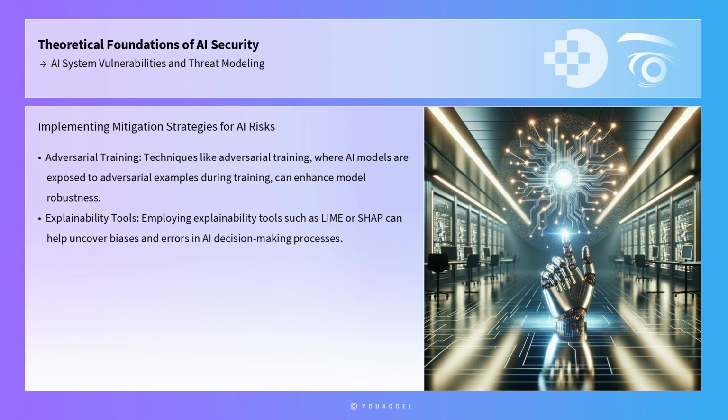Techniques like adversarial training, where AI models are exposed to adversarial examples during training, can enhance model robustness. Furthermore, employing explainability tools such as LIME or SHAP can help uncover biases and errors in AI decision-making processes, thereby addressing the black box issue. These tools provide insights into how models make decisions, allowing for adjustments to training data or algorithms to mitigate biases.